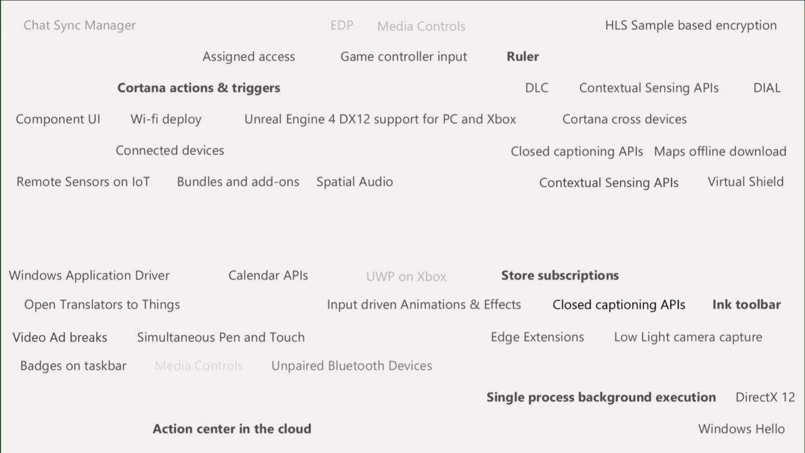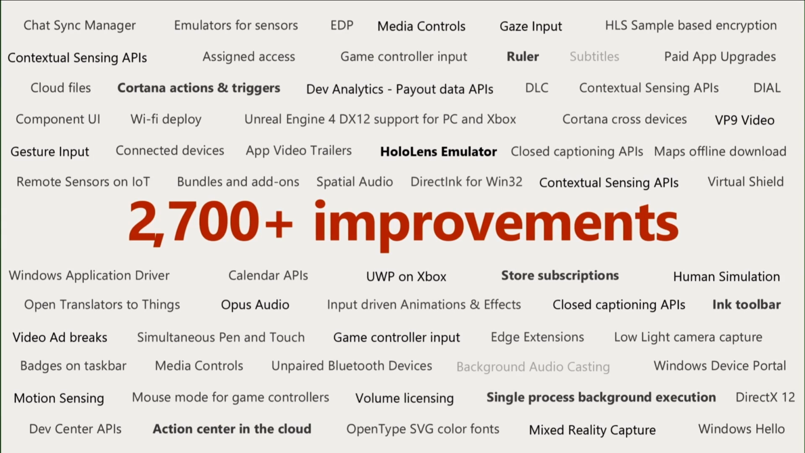In terms of what we've brought in terms of the UWP API set, the Anniversary Edition update, which we released around 7 or 8 weeks ago to market, has around, they tell me, 2,700 improvements. Definition of improvement probably means spelling typos in the documentation. No, it doesn't. But there's a whole bunch of new APIs and corrections and updates. Really exciting things, such as the HoloLens emulator, the Ink Toolbar and Ruler that I'm going to show you, Action Center in the cloud.